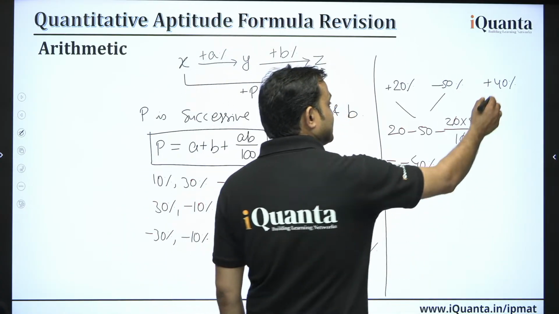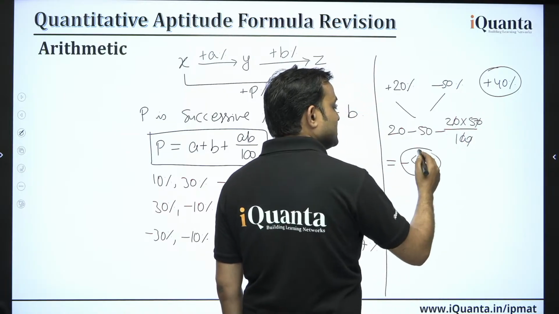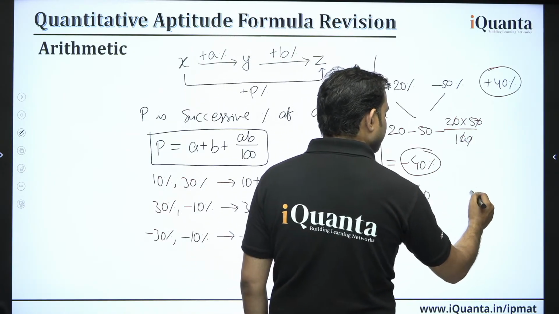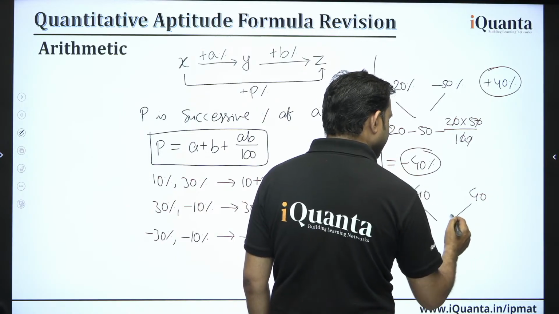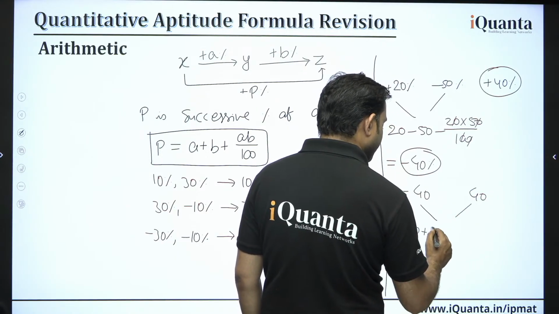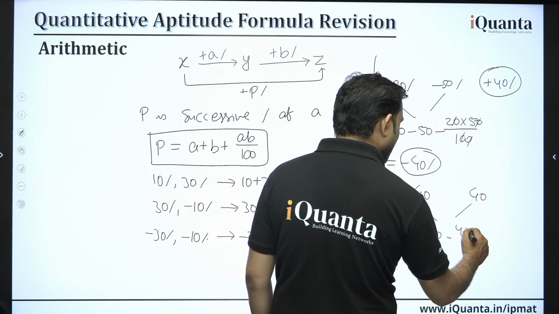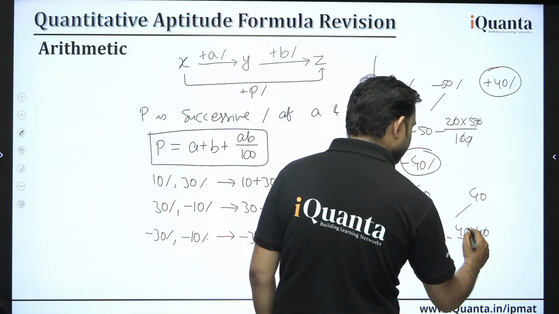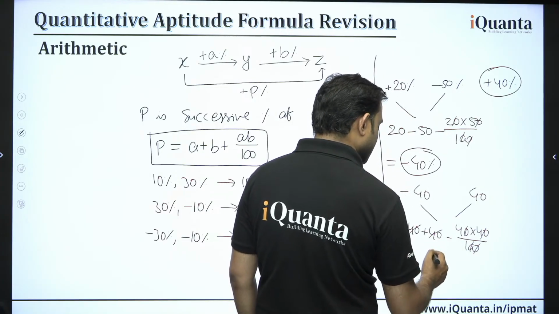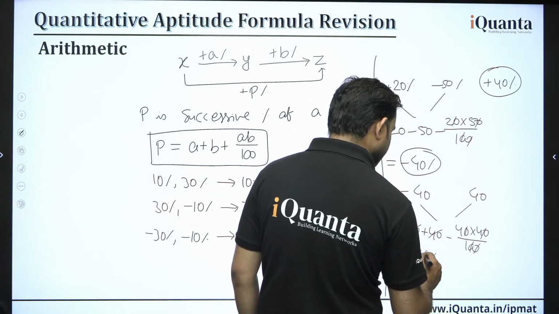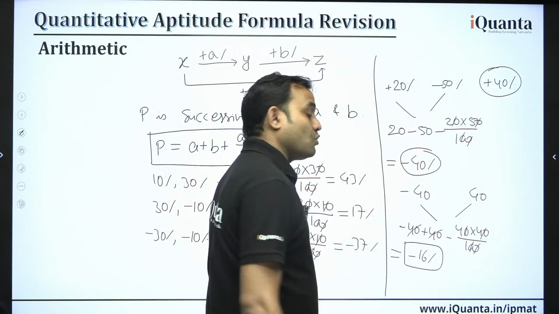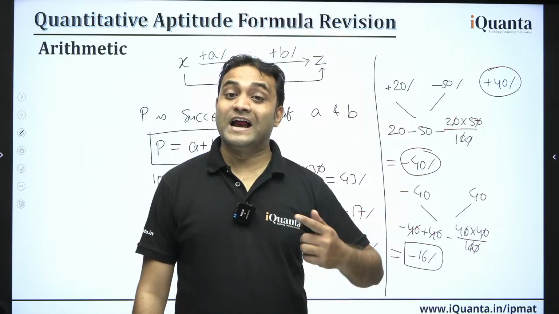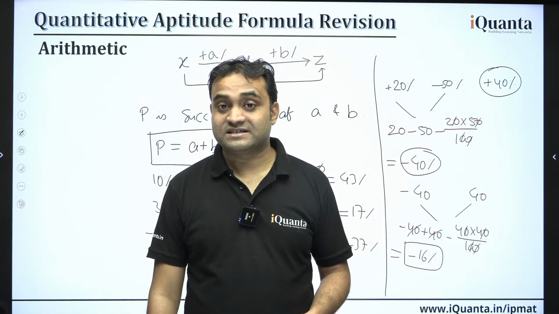Now we will take this one and use the successive formula. So minus 40 plus 40, minus 40 into 40 upon 100. So this will be cancelled out. We get minus 16%. So overall change will be minus 16%, means the value will decrease by 16%.